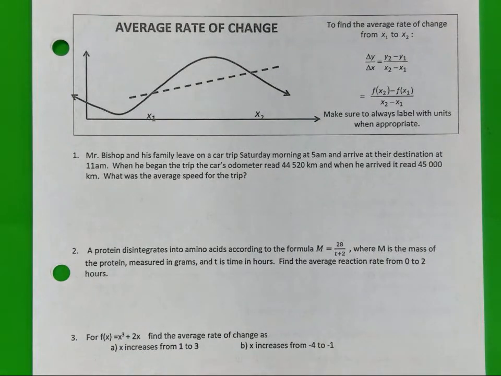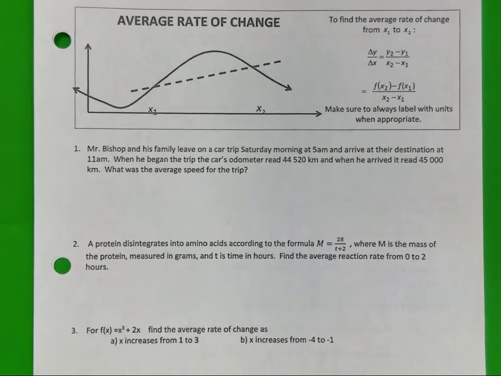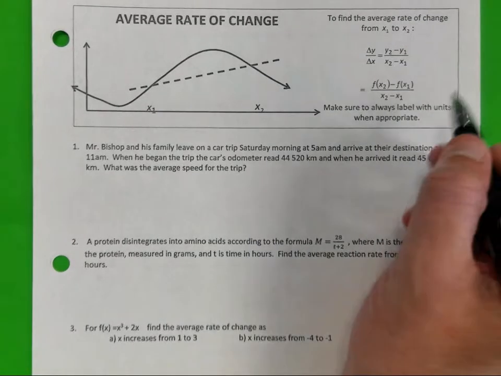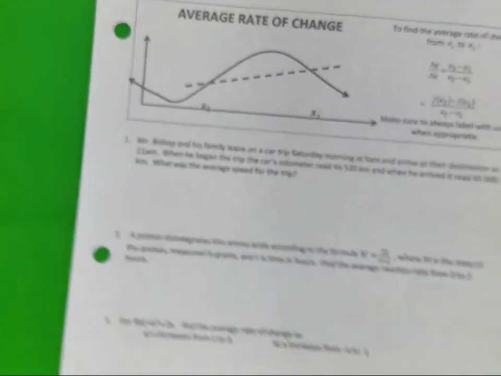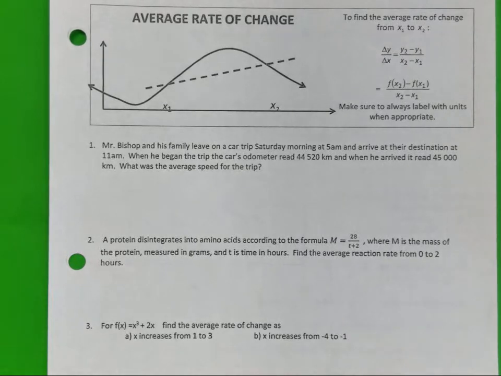It says, Mr. Bishop and his family leave on a car trip Saturday morning at 5 a.m. and arrive at the destination at 11 a.m. When he began the trip, the car's odometer read 44,520 kilometers, and when he arrived, it read 45,000 kilometers. What was the average speed for his trip? Kilometers, yep. All right, so you got two things working in here, guys.